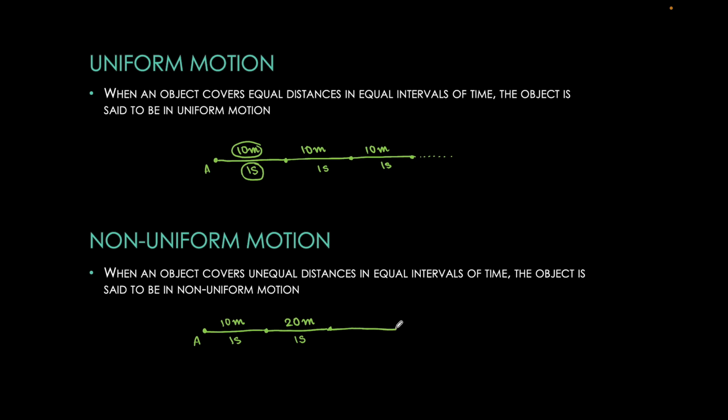In the next second, he covers a distance of 15 meters, and in the next second he covers a distance of 5 meters, and he will keep going in this way. So you see now that for every 1 second interval, the distances traveled by the car or the object are not the same. He is covering unequal distances in equal intervals of time. So this object is said to be in non-uniform motion. I hope the difference is pretty clear.